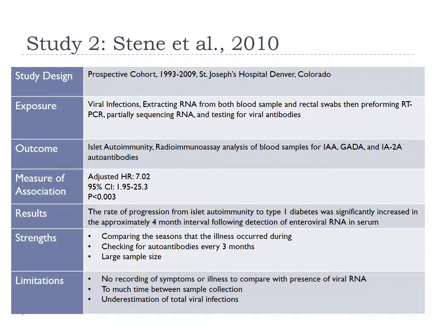The study's strengths were that they analyzed different seasons to see if a certain season was more likely to lead to islet autoimmunity. They also checked for autoantibodies every 3 months and had a large sample size overall.